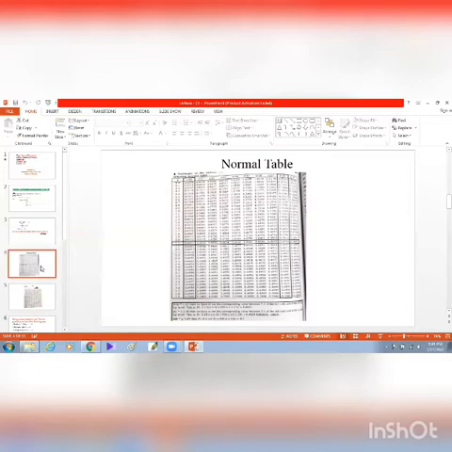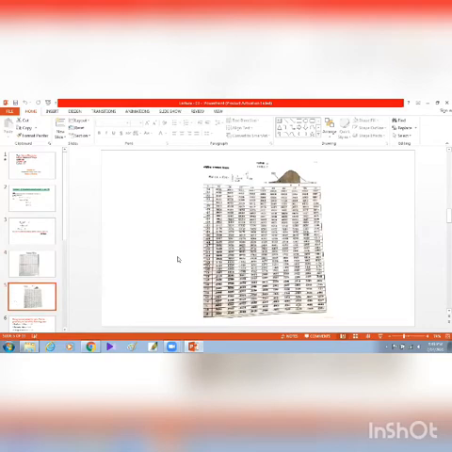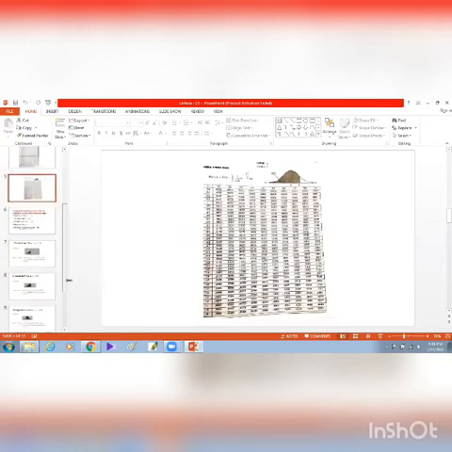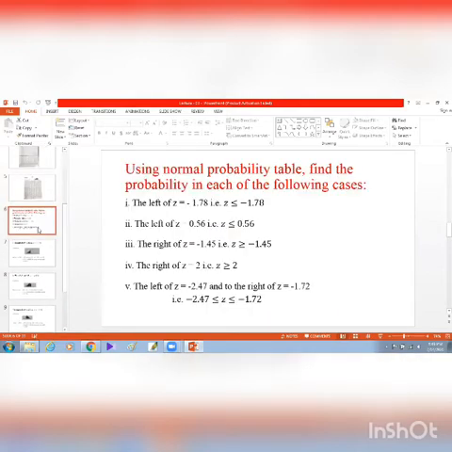Now the application of normal table. This is a normal table. To solve the problems of normal distribution, we must use this normal table. There is another normal table. Now, using the normal table, we will determine the probabilities.